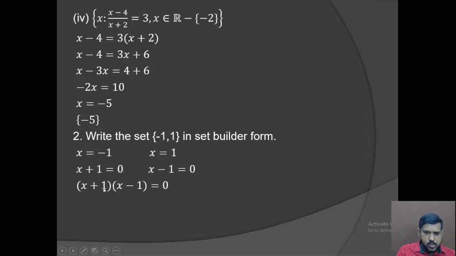(x plus 1) into (x minus 1) is equal to 0. So this is like the (a plus b) into (a minus b) formula, which is a square minus b square. So x square minus 1 square, so x square minus 1 is equal to 0. Now you can take the minus 1 to the right hand side. So x square is equal to 1. So now we have formed it. Now you can write it in set builder form. So x belongs to real numbers, isn't it? We can consider like that. So x belongs to real numbers such that x square is equal to 1.